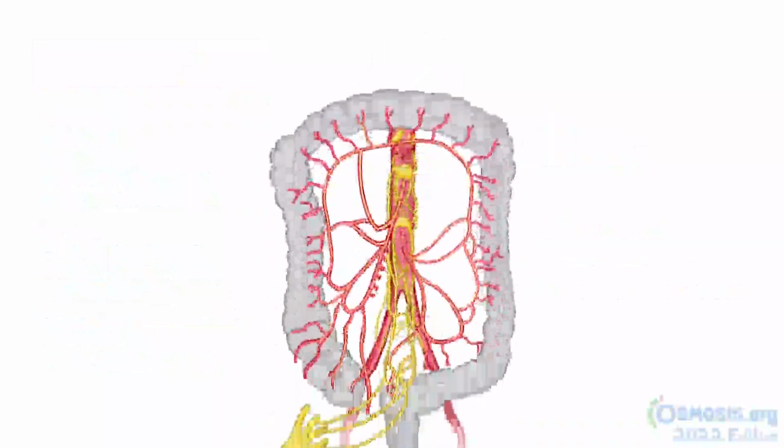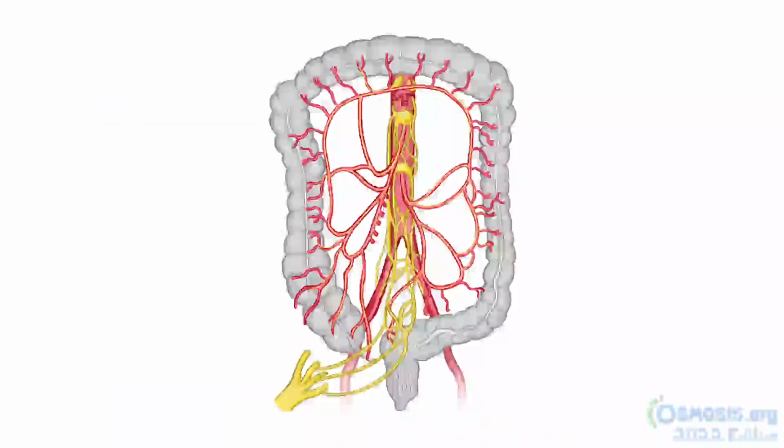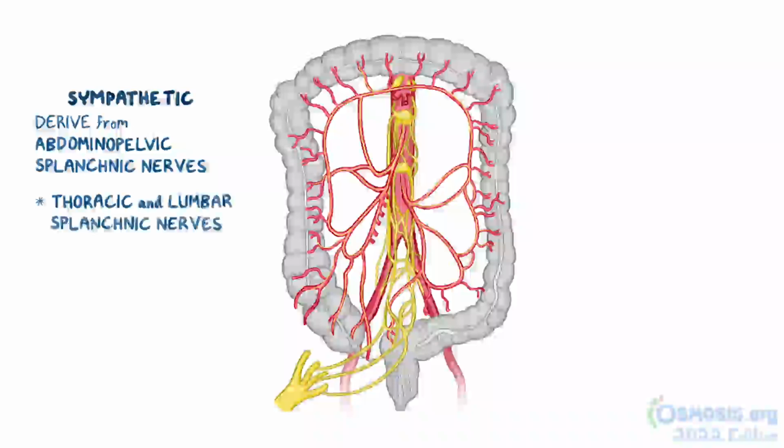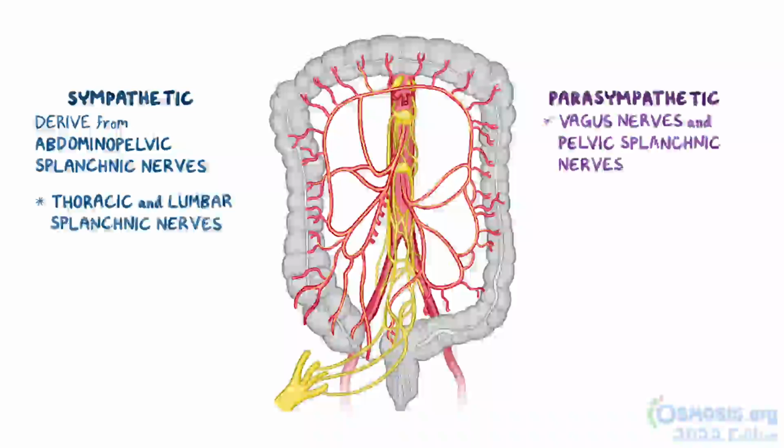And finally, let's look at the innervation of the large intestine. Before we start, though, recall that sympathetic fibers to the large intestine derive from the abdominopelvic splanchnic nerves composed of thoracic and lumbar splanchnic nerves, and parasympathetic fibers are from the vagus nerve and pelvic splanchnic nerves.